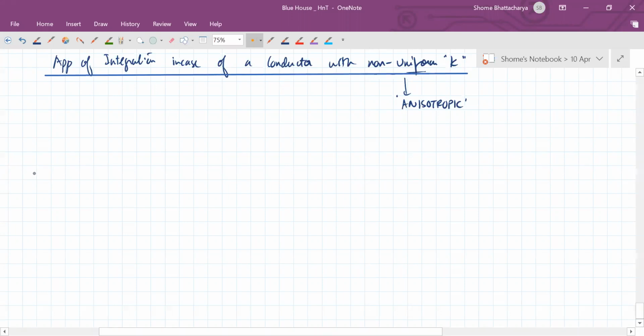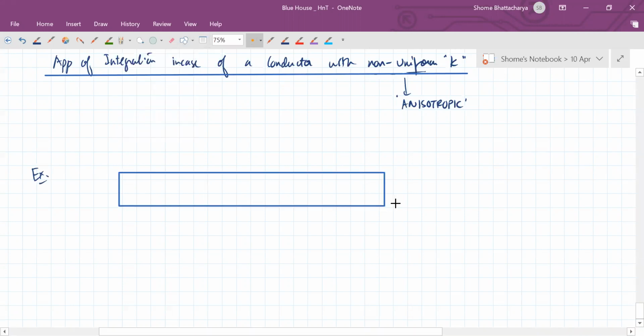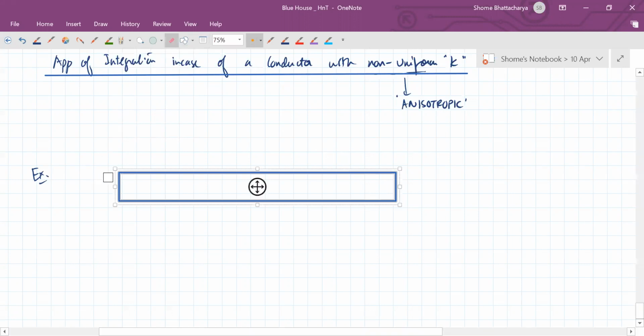So for example, let's say we have a cylindrical conductor. Yeah, some relation will be given. Okay, that's correct. So suppose we have a cylindrical rod of length L and radius A or whatever.